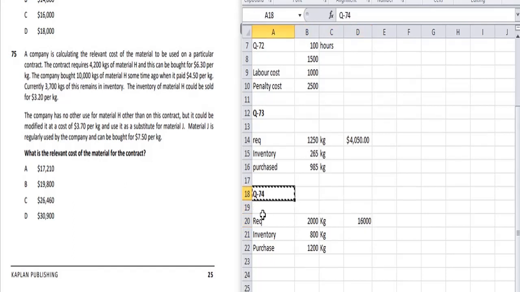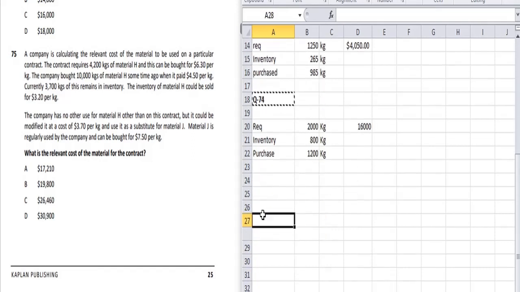I'm solving the question in shortcut, so you can just make your own presentation. So how much material is required? It's required 4200 kg.